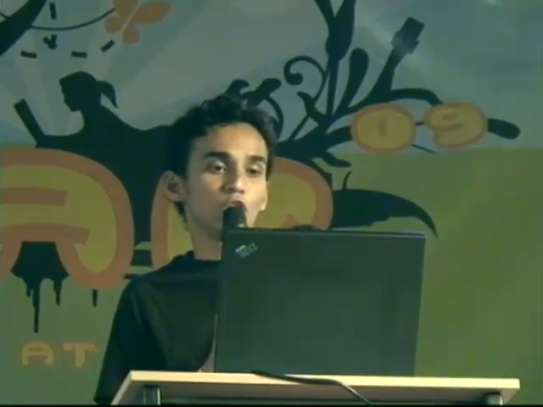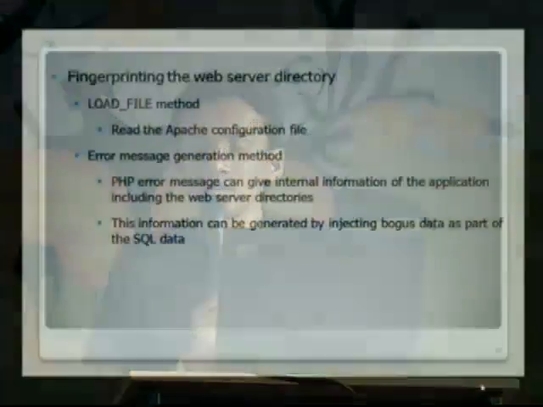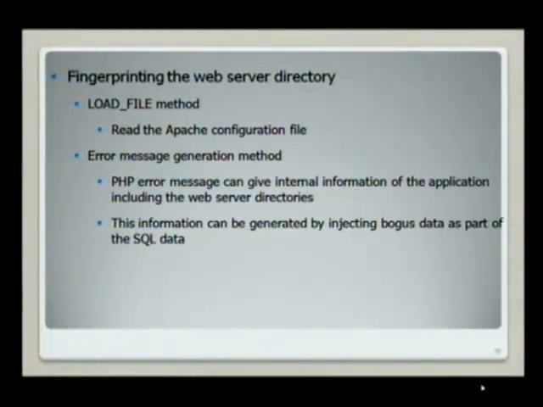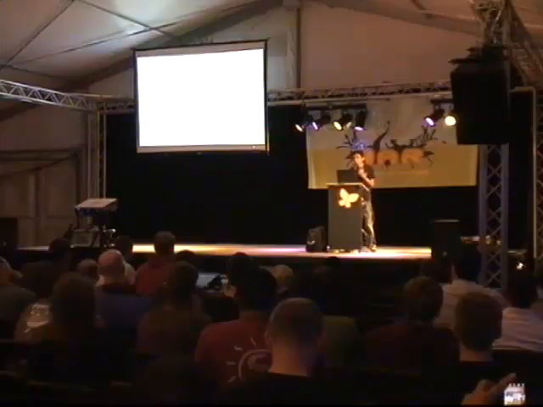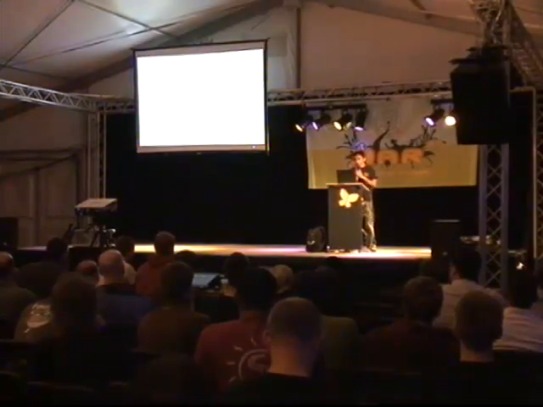And here are the methods for fingerprinting the web server directory. Like I mentioned before, you can basically use the LOAD_FILE method to read the default configuration file of Apache. Another method is known as error message generation. Basically, by injecting some bogus data as part of your SQL query, in some cases you'll be able to force PHP to return an error message. And in most cases, you will find this error message contains information about your web server directory.